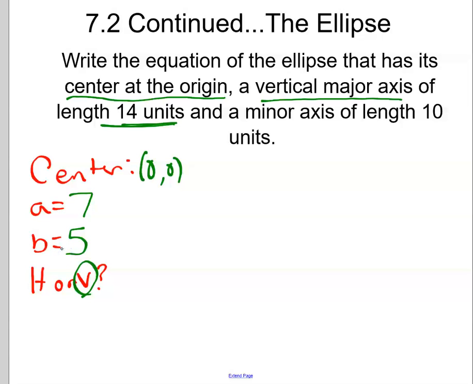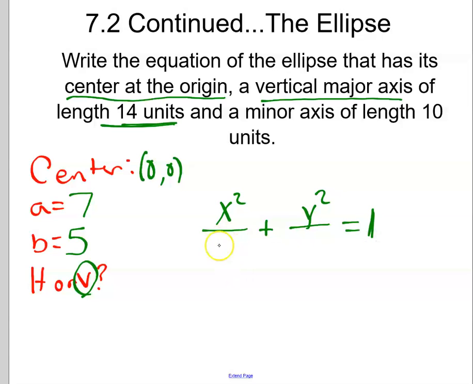All right, now for the actual writing of the equation. It's always going to be x minus h squared and y minus k squared, and your h and your k is your center. So x minus 0 squared, which we can just write as x squared, and y minus 0 squared, which we can just write as y squared. Okay, it's an ellipse, so it's going to be a plus sign in front. It's going to equal 1.